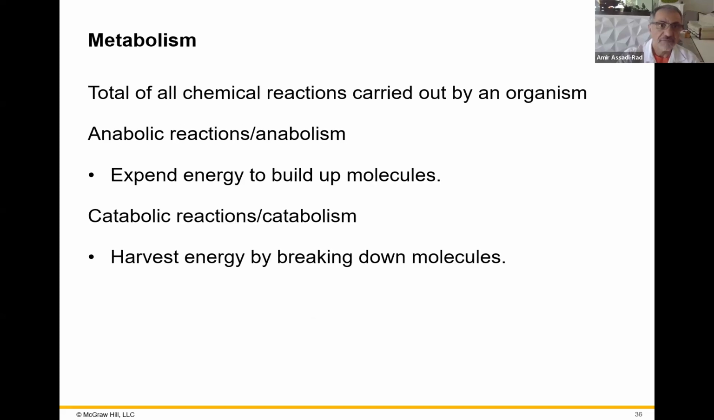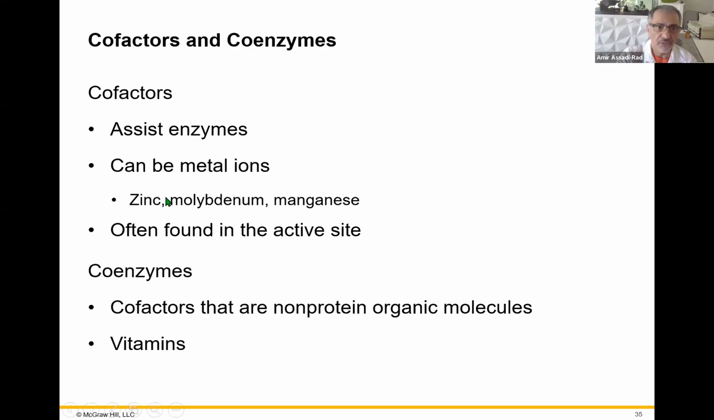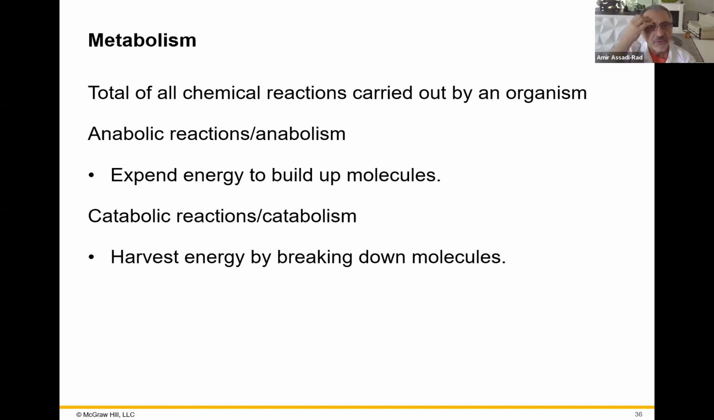Okay, so vitamins, let's see. Metabolism, total of all chemical reactions. I talked about that. Anabolic reactions, anabolism. Oh, he did not go into coenzymes. That's okay. Vitamins, you will see, no, you will not see. I was going to talk about cellular respiration. There are some vitamins involved in cellular respiration. Anyhow, you will not see it. I guess this class does not go into those details. That's fine. Metabolism is the total of all chemical reactions carried out by an organism. We talked about anabolism and catabolism at the very beginning of the very first PowerPoints.